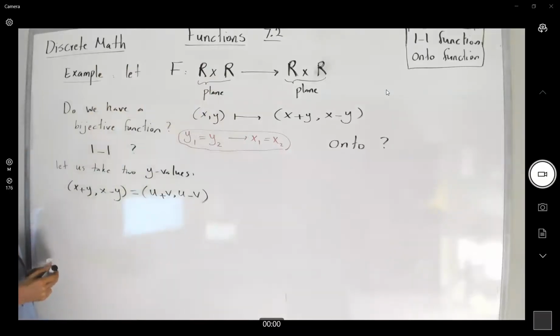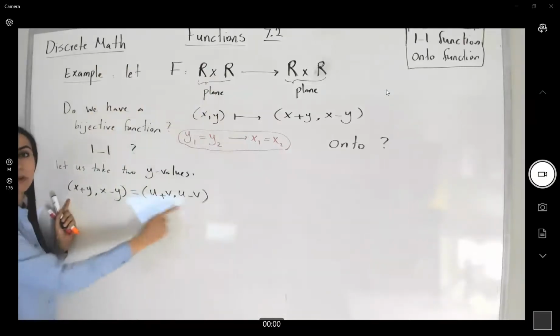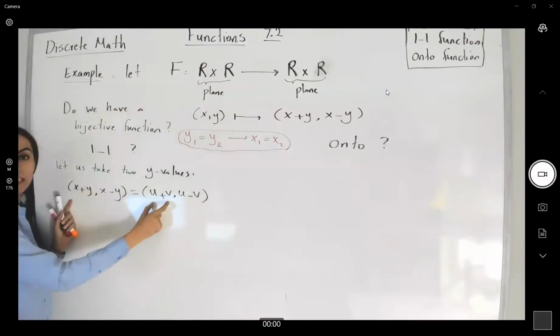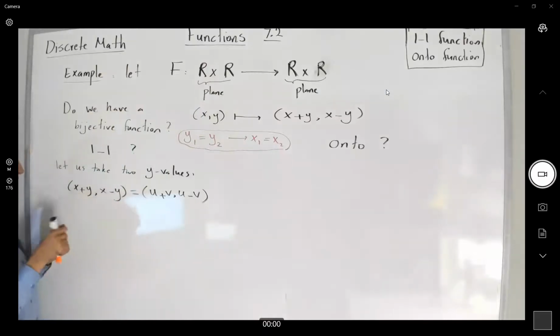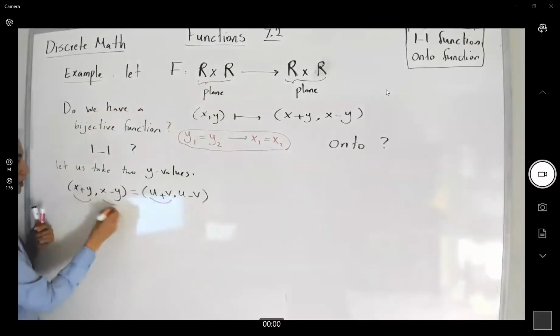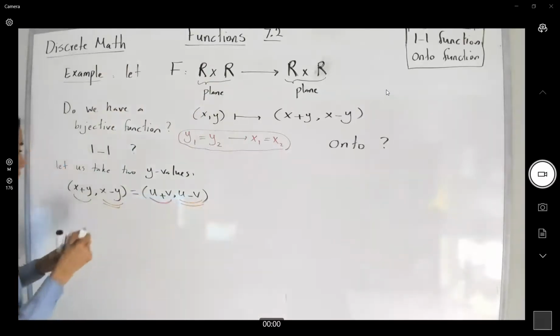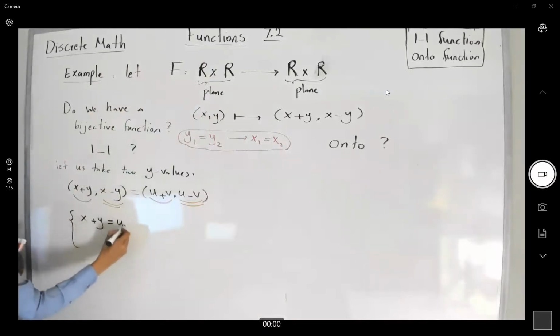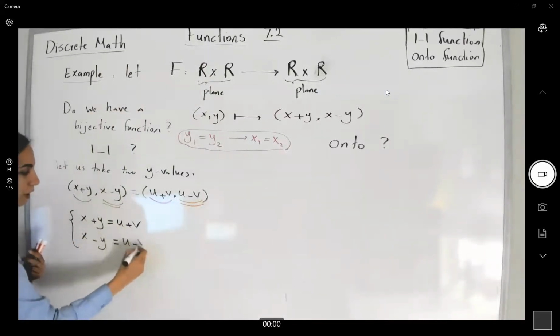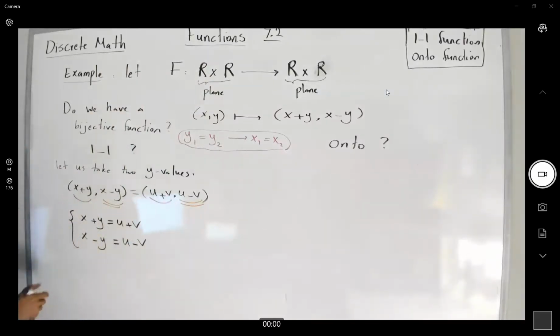Okay. But here you have 2 ordered pairs. The first coordinates must be the same, and the second coordinates must be the same. Okay, let us set them equal to each other. We get x plus y equals u plus v, and x minus y equals u minus v. So what do we have here? We have 2 equations with 1, 2, 3, 4 variables.